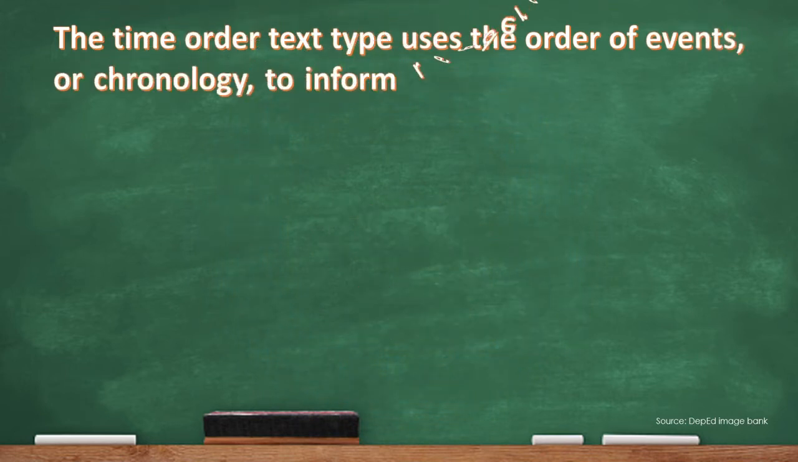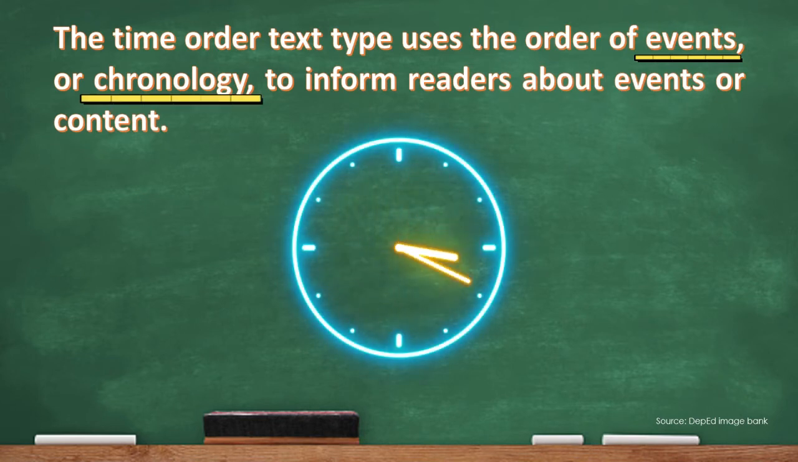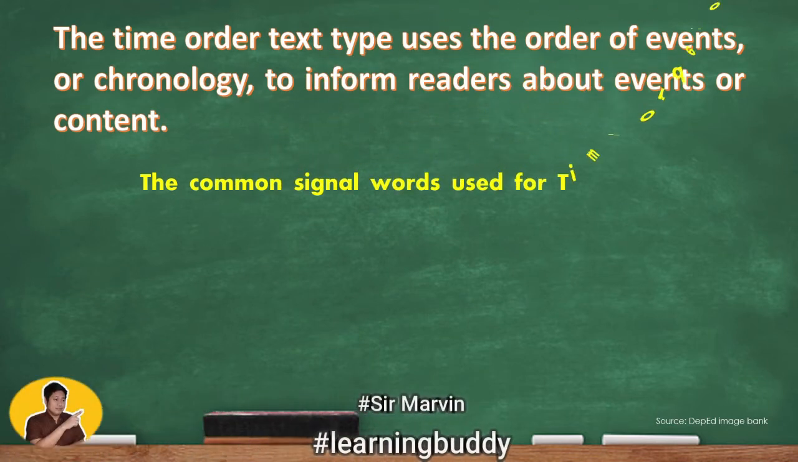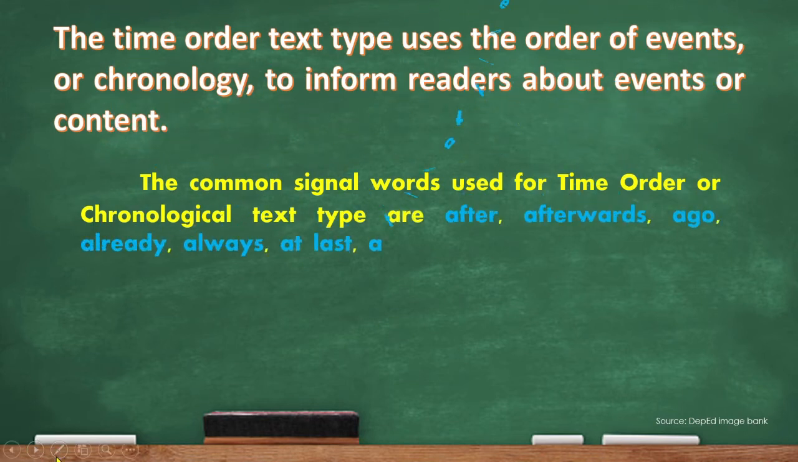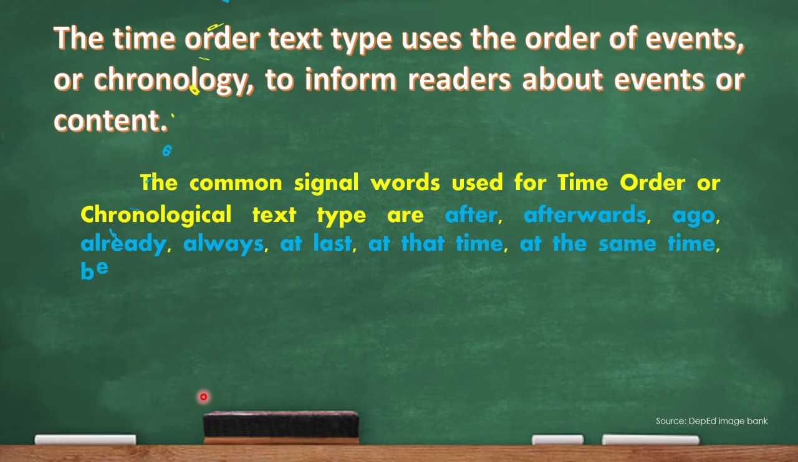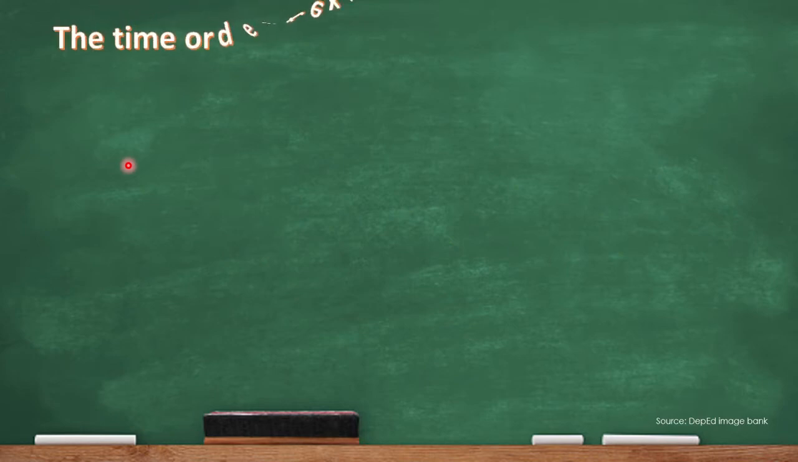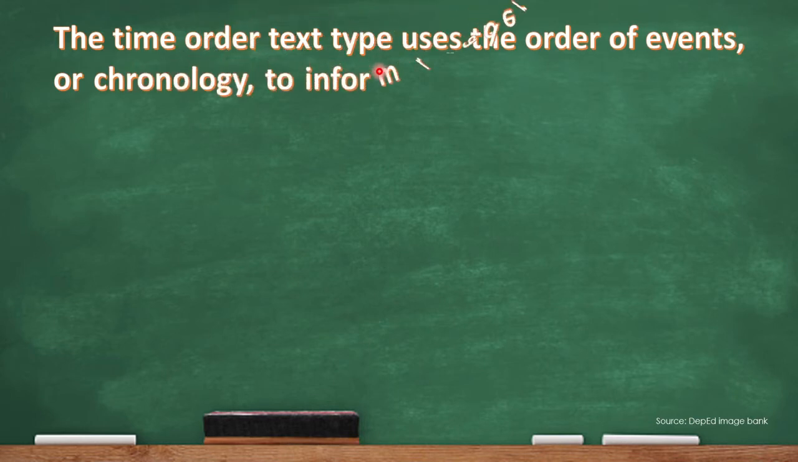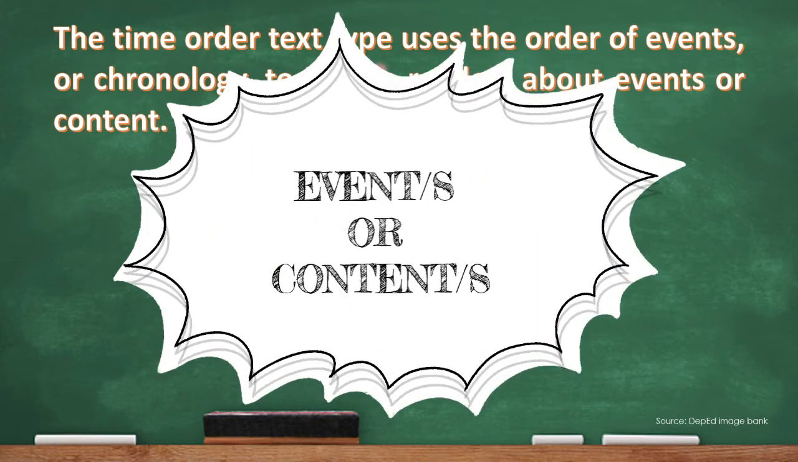The time order text type uses the order of events or chronology to inform readers about events or content. Alright, so this topic will be talking about time order text type. We have finished the enumeration, the explanation, and the classification or description, and today we will be talking about the time order. The time order text type uses the order of events or chronology. In Filipino, ang pagkakasunod-sunod to inform readers about events or content.